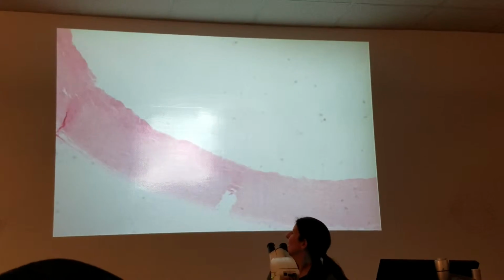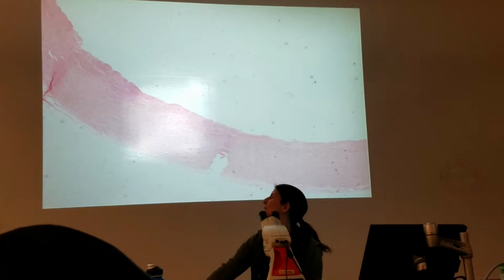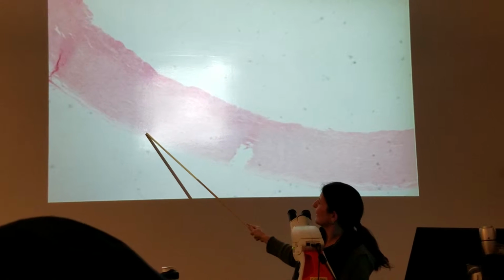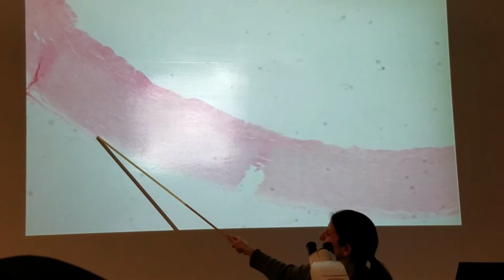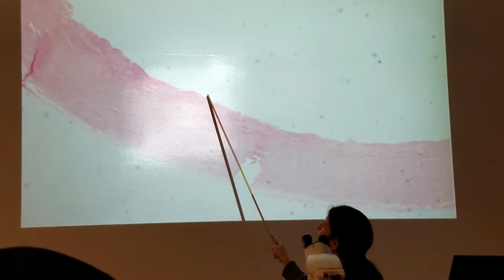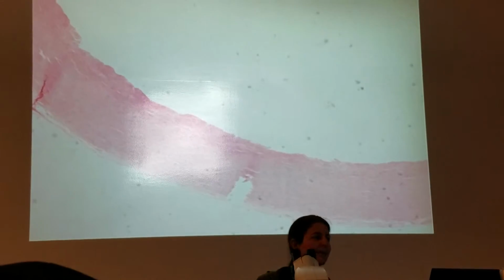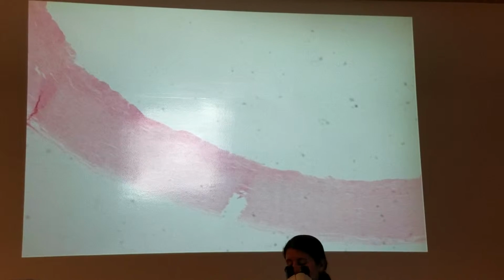The nice one. That's the vein. Artery. So much easier to tell where the tunica media ends here, and where the tunica externa begins, and then the tunica. And that was what again? Artery.